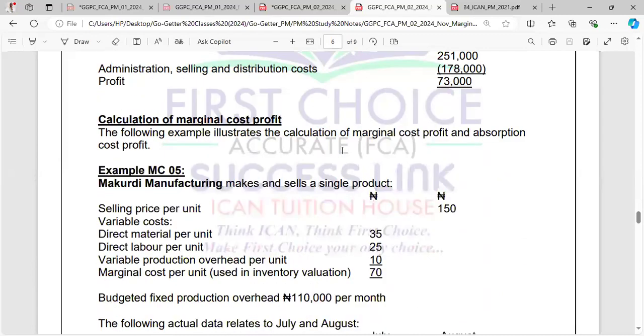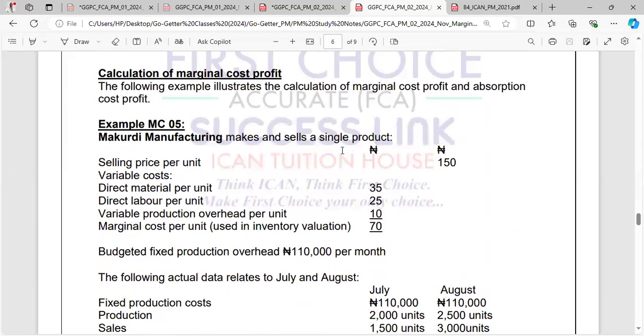All right, now let's look at calculation of marginal cost profit. Now let's look at this example. Example 5 will help us to understand this for a single unit, for a single product. In this example, for a manufacturing business, we are given a selling price of 150. Variable costs, we have direct material, direct labor, variable production overhead. When you add all these together, we use 70 naira, which is marginal cost per unit. Now they said something here, used in inventory valuation. What it means is that our opening stock and our closing stock will be based on this. Budgeted fixed production overhead is 110,000 naira each month.